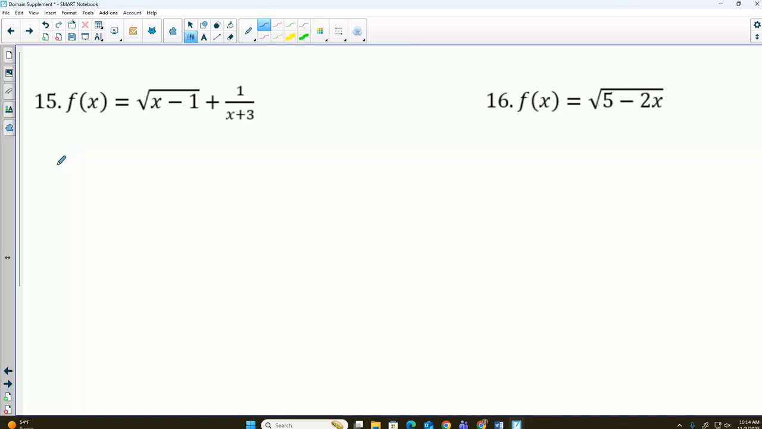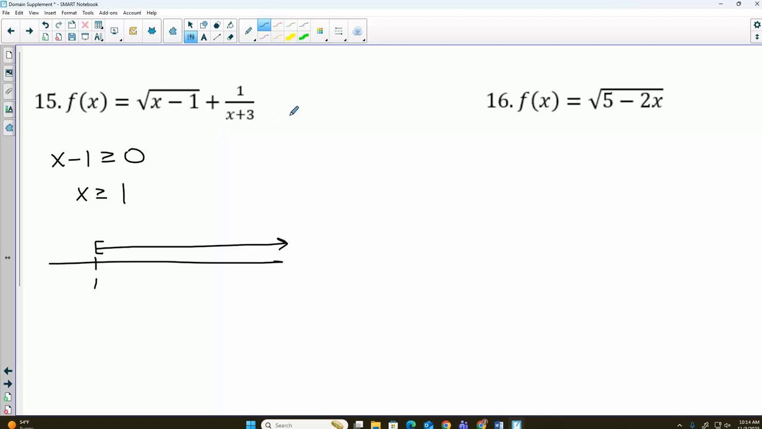So 15, do I have a radical? Okay, so I know the radicand, the thing under the radical, has to be greater than or equal to 0. So that tells me x has to be greater than or equal to 1. Alright, so I already know that much. Greater than or equal to 1 is everything larger than 1. Then I have a fraction. In a fraction, what can't happen? So x plus 3 cannot be 0. So x can't be -3. If I'm already bigger than 1, do I have to worry about the -3? No. So my domain is just 1 to infinity.